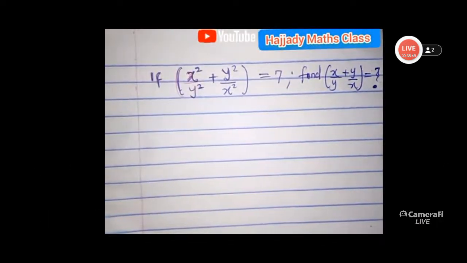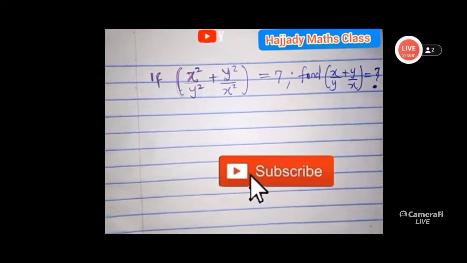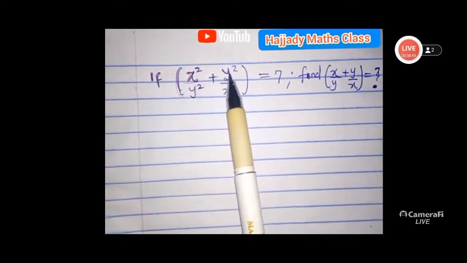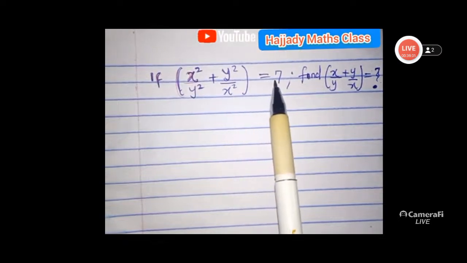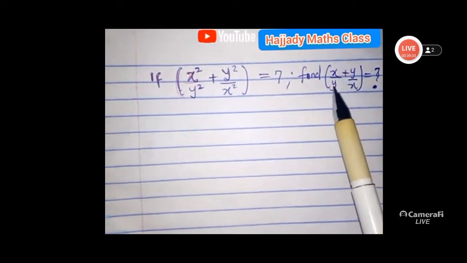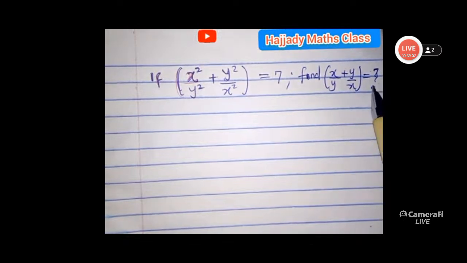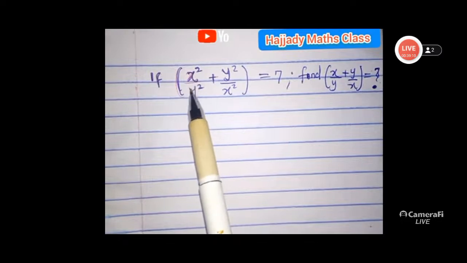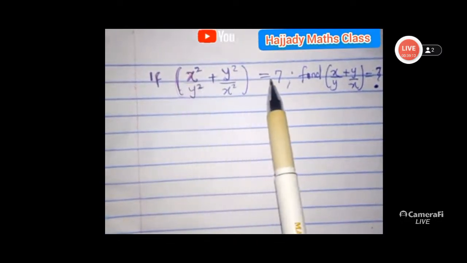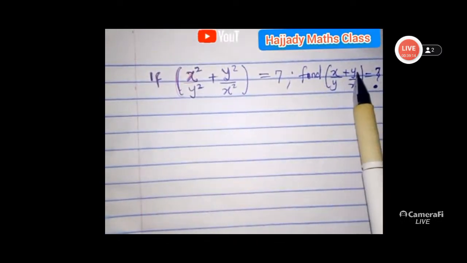Hello viewers, welcome to Ajadi Math class. Today we shall be solving this Olympiad question. Now looking at this question, it says that if x squared over y squared plus y squared over x squared equals 7, find x over y plus y over x. So what is the value? This is unknown. Now looking at this, we are going to see that this is a quadratic equation, while this is a linear equation.